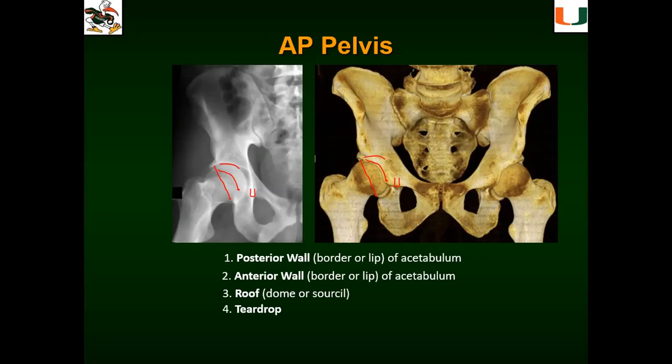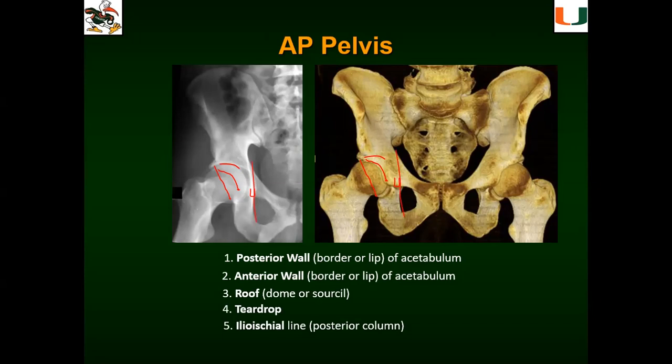We have the acetabular teardrop, which we know is not a real anatomic landmark, but a radiographic landmark created by a confluence of structures. But we use the acetabular teardrop to look for discrepancies in subluxation of the femoral head. So I use that to see the degree of subluxation or the positioning of the femoral head with regards to the acetabulum.